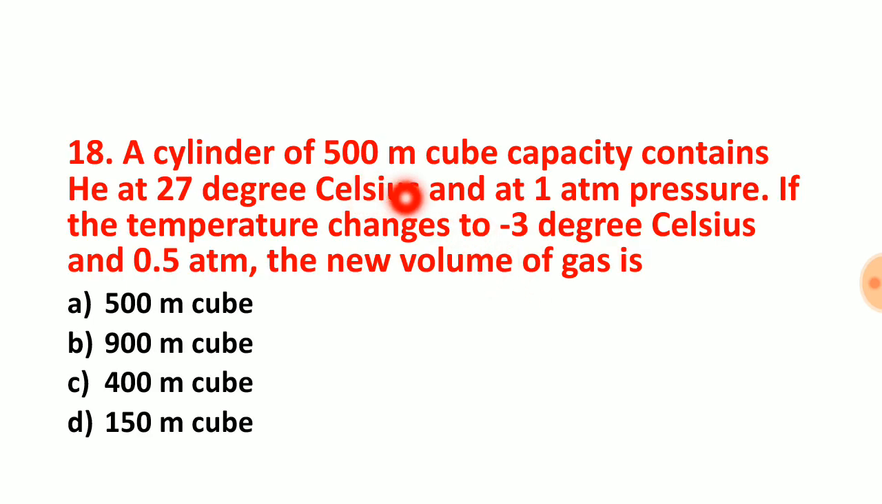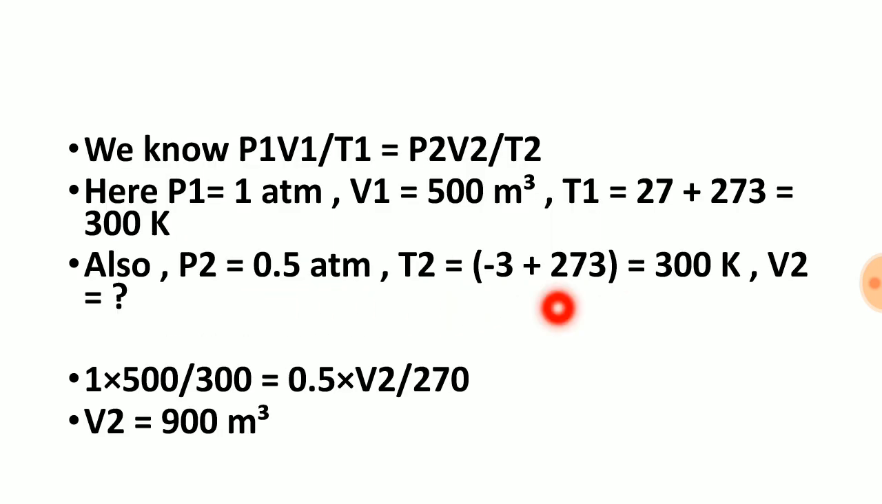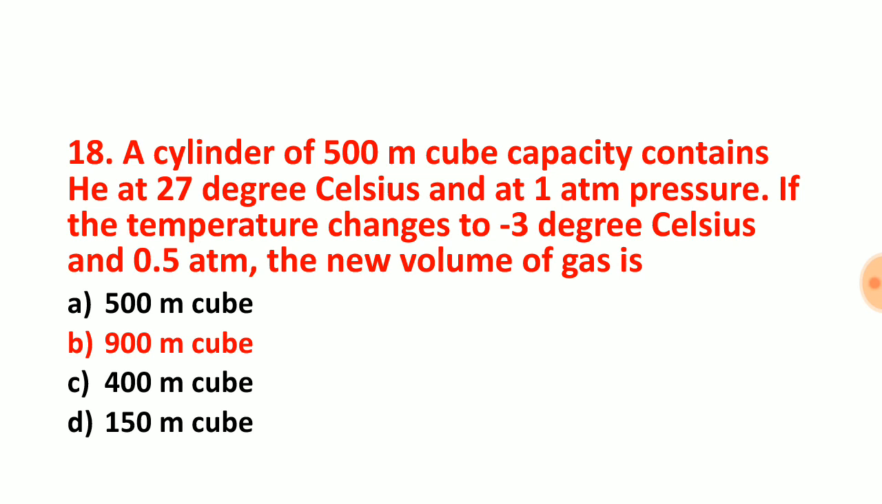A cylinder of 500 meter cube capacity contains helium at 27 degrees Celsius at 1 atmosphere. If the temperature changes to minus 3 degrees Celsius and the pressure is this, the new volume is? In this case we need to use our combined gas equation. P1 V1 by T1 is equal to P2 V2 by T2. Everything is given over here. Just convert your temperature into Kelvin and we can find our answer using this combined gas equation. Now the answer for this question is 900 meter cube.